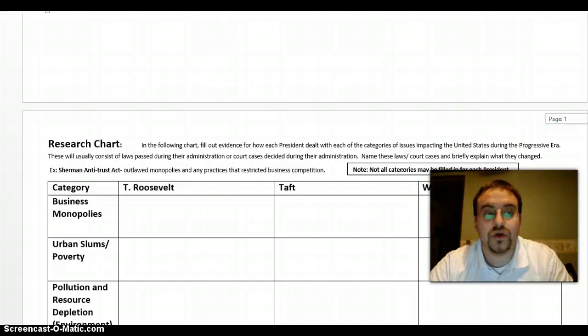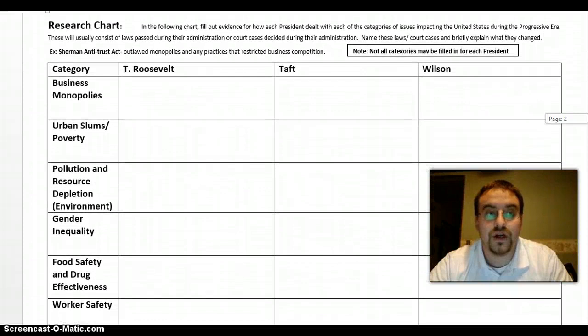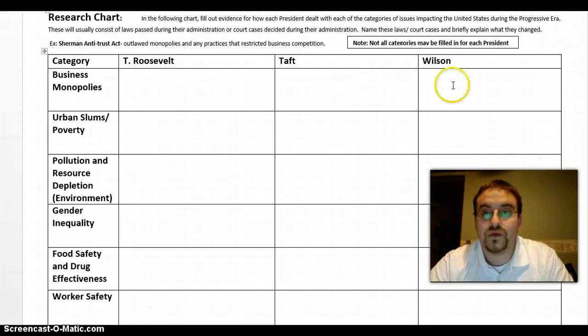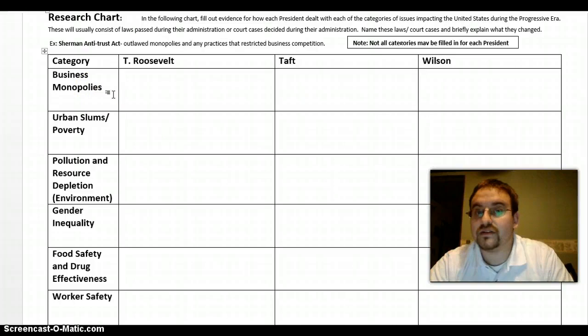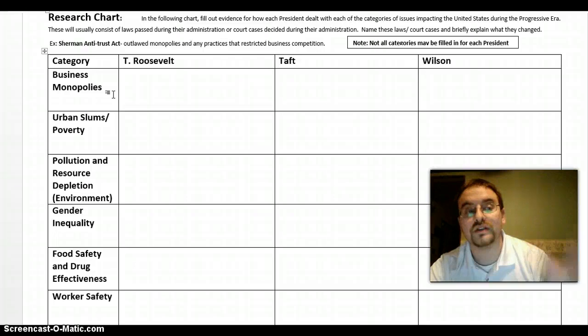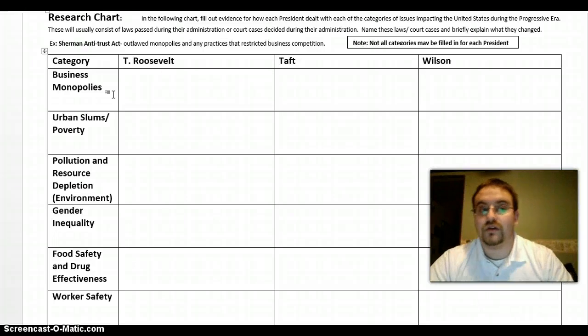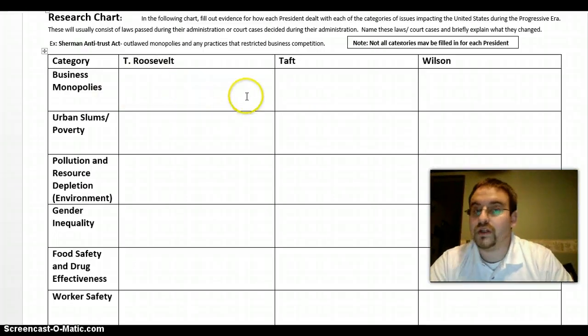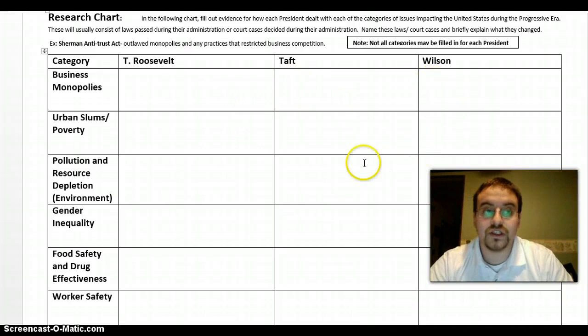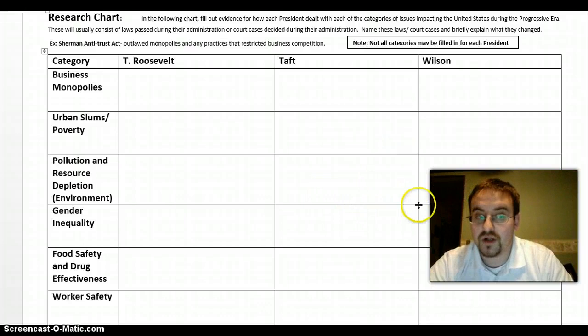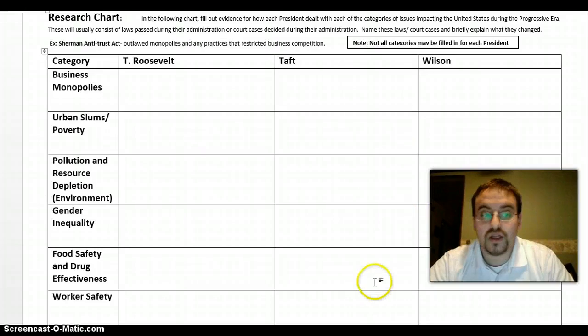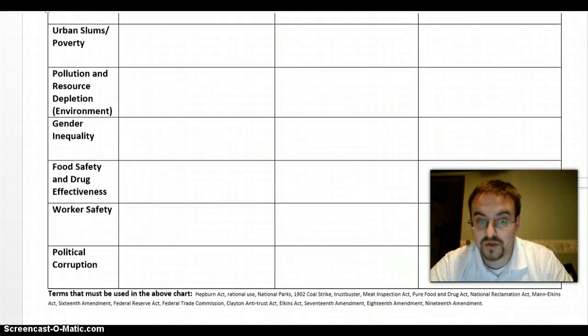When you're researching, you're going to put your information into this research chart here. So you've got Teddy Roosevelt, Taft, and Wilson, and you're going to be taking a look at what they did as far as business monopolies. A lot of this is going to be trust. You'll hear the word trust a lot, or read the word trust. Trust busting. Right, so put down any information about busting up trusts for each of those presidents, what they did with poverty, urban slums, pollution, and environmentalism, gender inequality, how they helped with food safety, drug effectiveness, and worker safety, and political corruption.